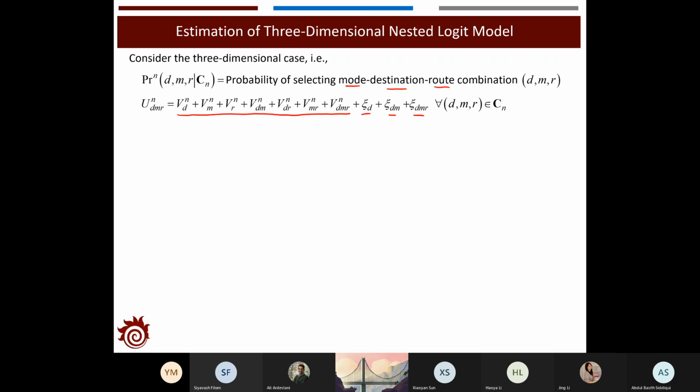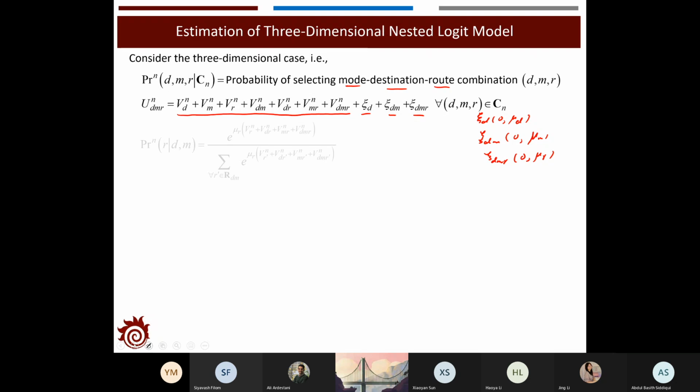We assume that epsilon d follows a Gumbel distribution with parameters 0 and mu d, epsilon dm follows a Gumbel distribution with 0 and mu m, and epsilon dmr follows a Gumbel distribution with 0 and mu r. So that's our assumption about their distributions.